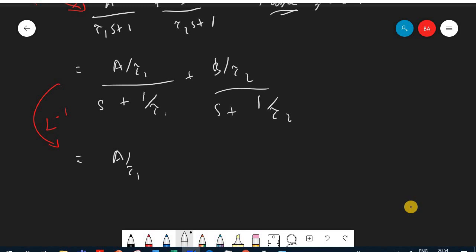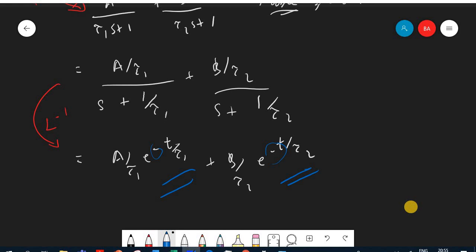Taking the Laplace inverse, this will be a over tau 1 taken out as a constant, and 1 over s plus a gives e to the power minus a t. In this case my a is 1 over tau 1, so this is e to the power minus t over tau 1, plus b over tau 2 into e to the power minus t over tau 2. We can already see that we have two exponential terms. This is also why it's stable, because the exponents are negative, and we don't have any sine and cosine, since we don't have any complex roots.